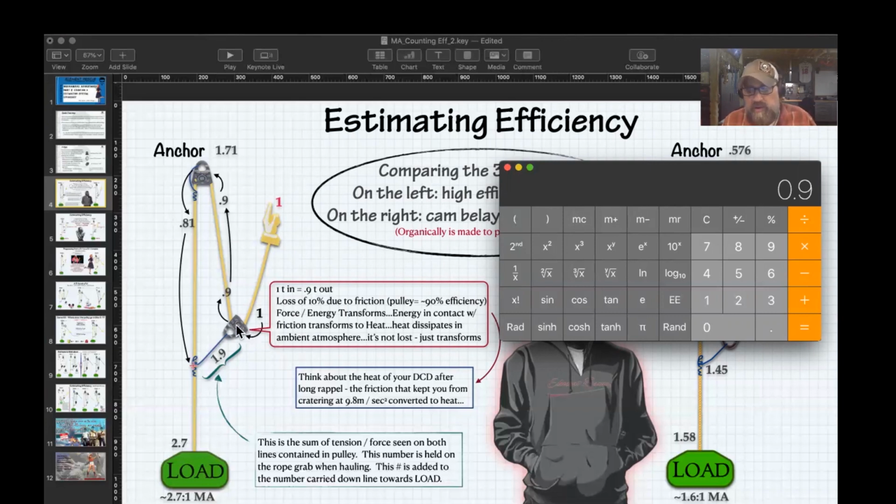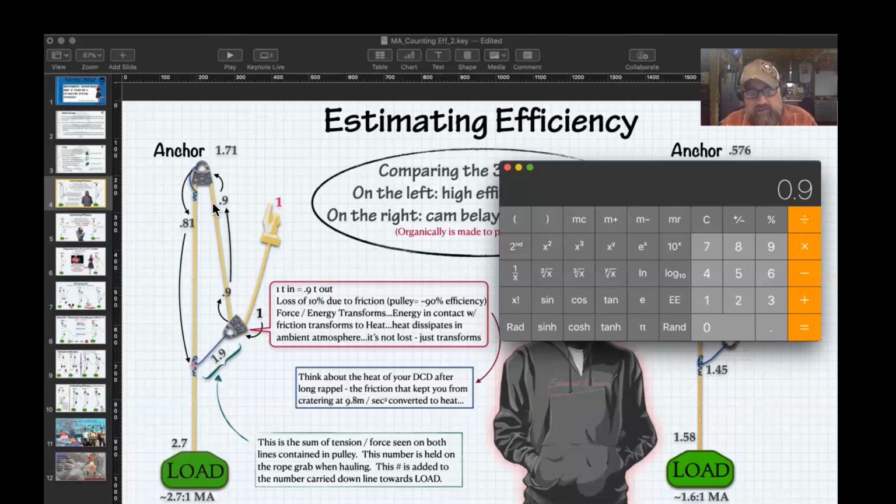So what we see as far as our force goes, though, 1 comes in, 0.9 comes out. So if you think about your descent device after a long rappel, right, you go to grab it, super hot. That is basically what all that energy that kept you going from 9.8 meters per second squared and cratering into the ground is converted to heat. Some of that heat is dissipated across your rope, on your device, and into the air. So as we go in, 1 comes in, 0.9 comes out because it's a 90% efficiency pulley.